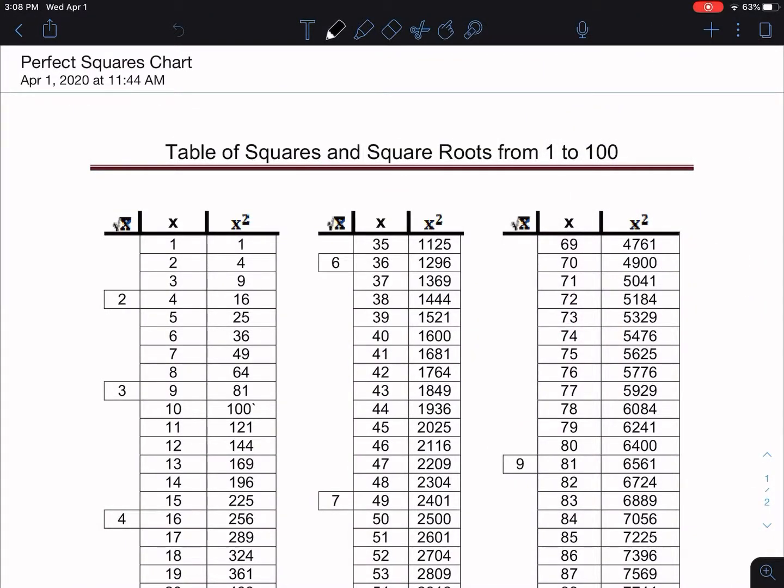So this one's going to have audio. We're going to be talking about square roots and perfect squares. Now you might see this symbol as a radical. You might see it as a square root. They mean the same thing.